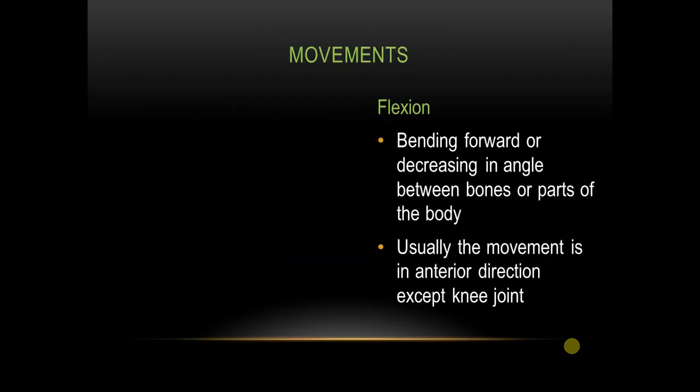Okay. So next, we are coming to one more important aspect with respect to these anatomical terms, the movements. These movements are very important because they describe the action of muscles, the action of various joints. The first and foremost movement which I am going to describe here is flexion. So what is flexion? Flexion is bending forward or decrease in angle.